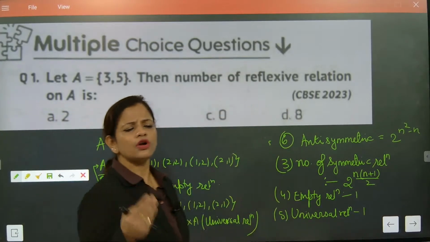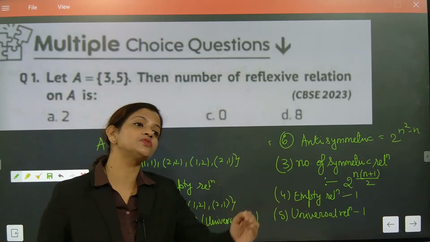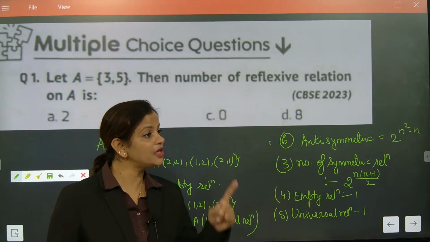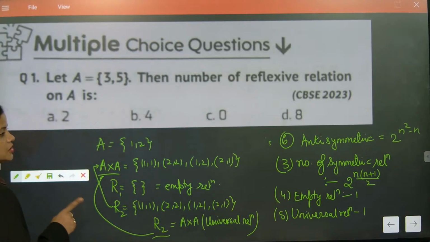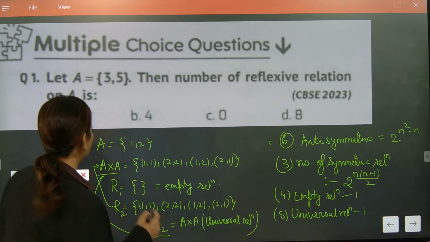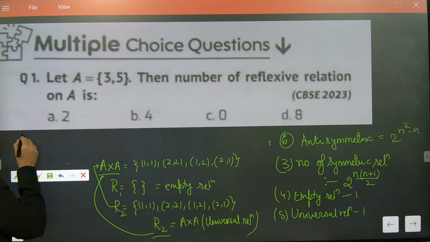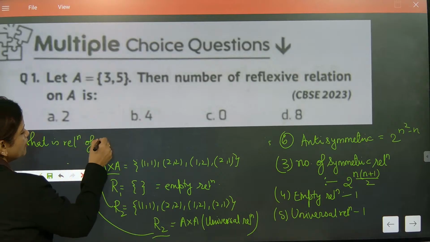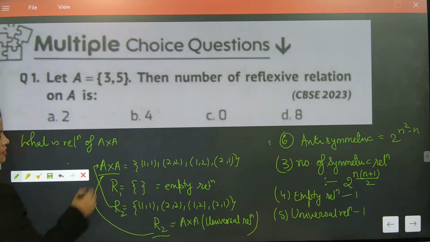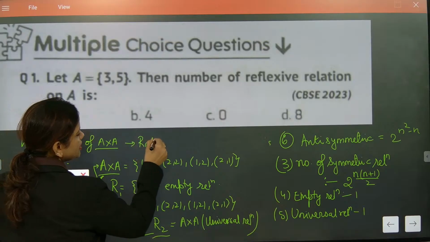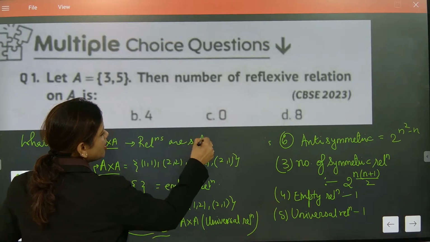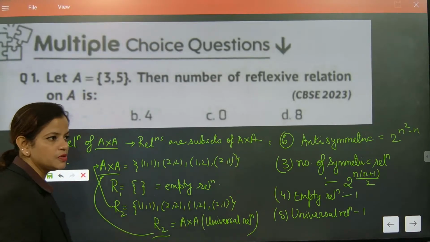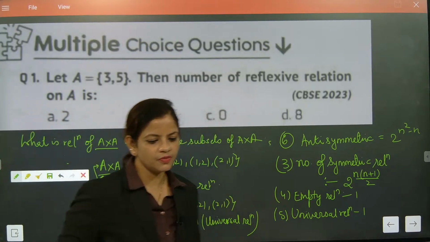Understood? See, what are relations? Relations are nothing but subsets of A cross A. What is a relation? Subsets of A cross A. If somebody asks you this question, answer it nicely: relations are subsets of A cross A. So how many subsets are possible, that many relations are possible. Understood?